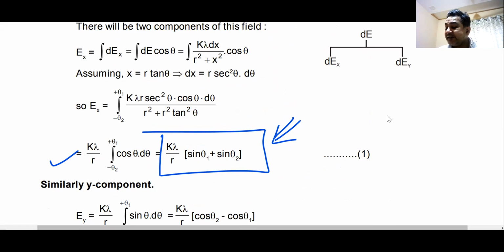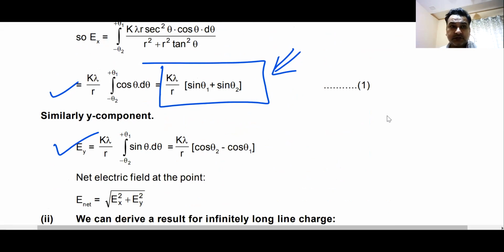If the point is not on the perpendicular bisector, you will have Ex as well as Ey. Then you can find out both, and the net field will be the square root of Ex square plus Ey square. Please remember these formulas if you can.